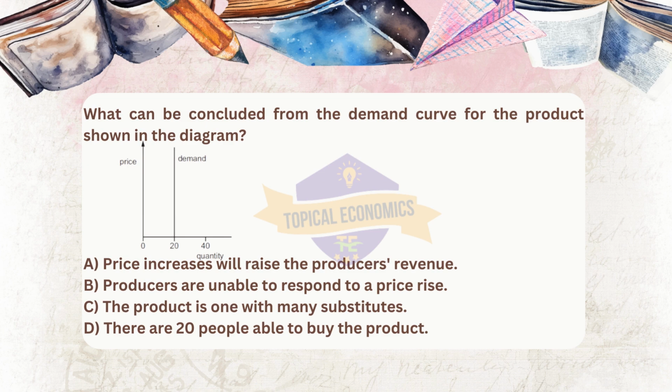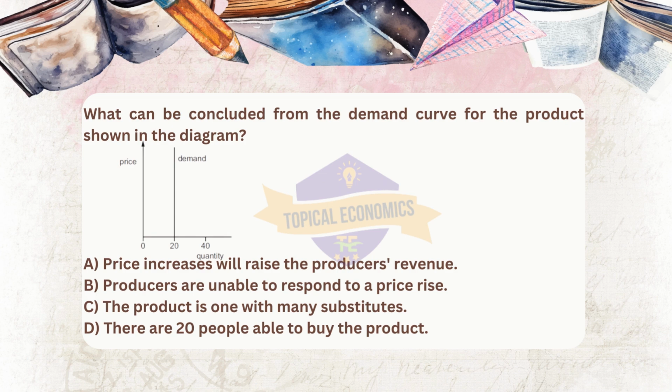What can be concluded from the demand curve for the product shown in the diagram? This question is from year 2019 May-June version 2 paper. The correct answer to this question is option A. Since the demand is inelastic, a price increase will lead to a smaller percentage decrease in quantity demanded, thus increasing total revenue for producers.